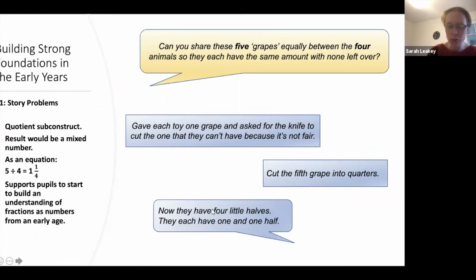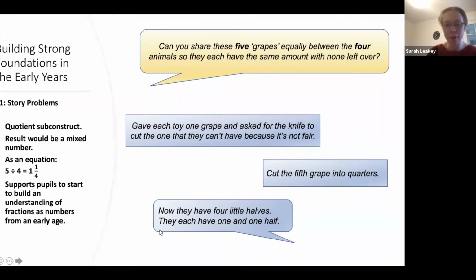And then this language is brilliant. Now they have 4 little halves. So rather than focusing on what they can't do, look at what they can do. They have solved the problem. They have an understanding of the fact that these halves are different from the halves in the previous problem. They're smaller. So they're beginning to develop an understanding that quarters are smaller than halves, assuming we're talking about the same size whole.